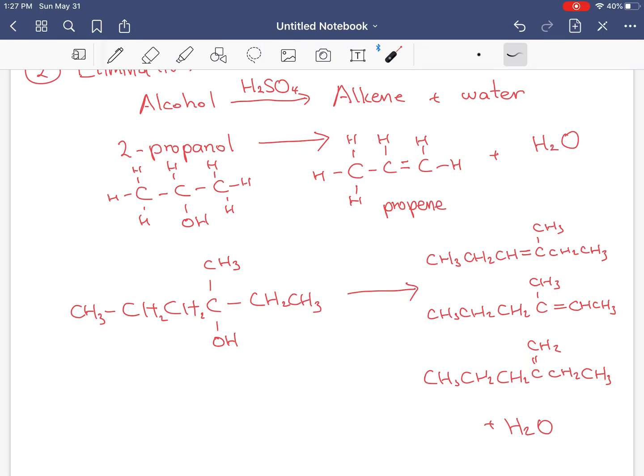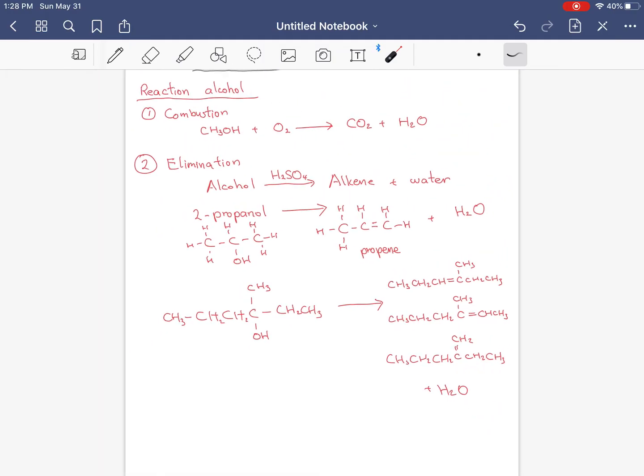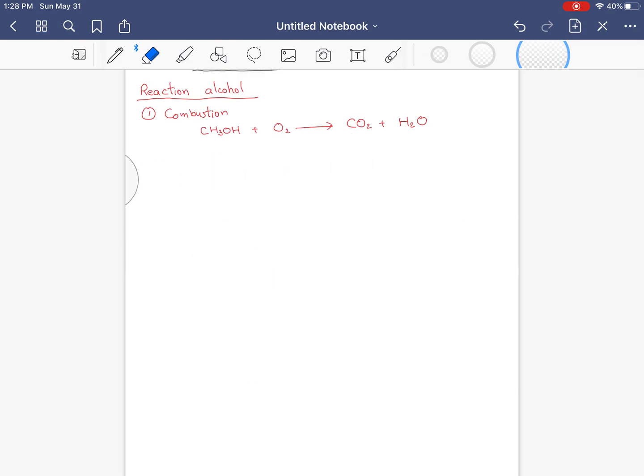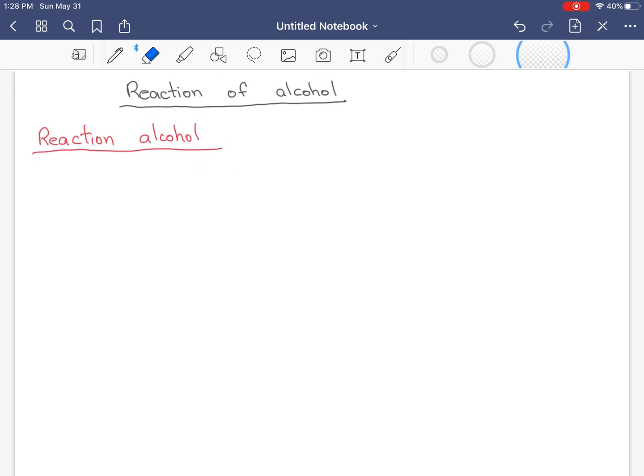Okay? All right, so hopefully you guys get the idea of elimination. It's really just the opposite of hydration of alkene we saw yesterday. But with this, there are other tricks that you may want to keep in mind. All right, let's clear this page, because we have something very important, which is the third reaction. The third reaction is the most important reaction.